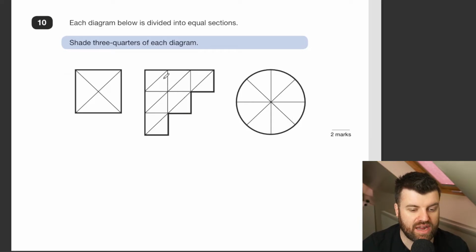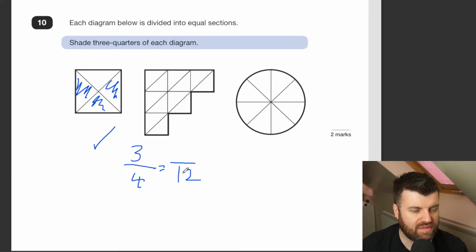Question 10. Each diagram below is divided into equal sections. Shade in 3/4 of each diagram. Now the first one is straightforward. There are 4 parts, so you simply shade in 3 of them. Nice. But here we don't have 4 parts anymore. We have 1, 2, 3, 4, 5, 6, 7, 8, 9, 10, 11, 12 parts. So you need to think of the equivalent fraction of 3/4 if there were 12 as the denominator.